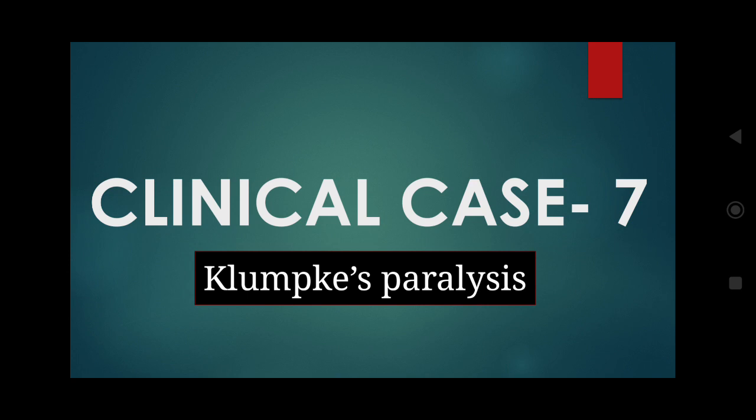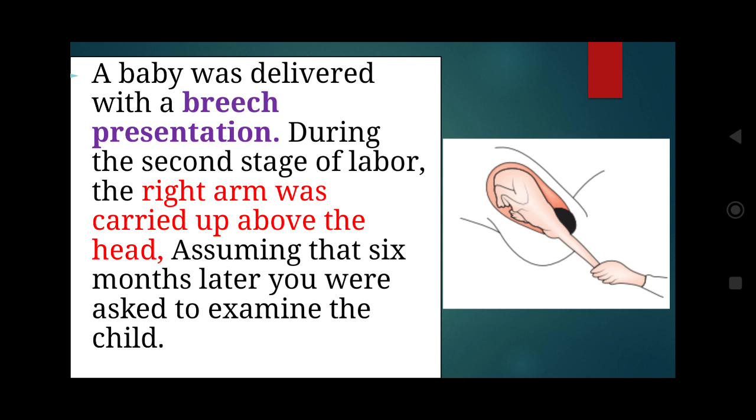Let us discuss this clinical case. The condition which you are seeing here, you have to observe carefully. A baby was delivered with a breech presentation. During the second stage of labor, the right arm was carried up above the head. In the picture, you can identify that the arm has been raised above the head.